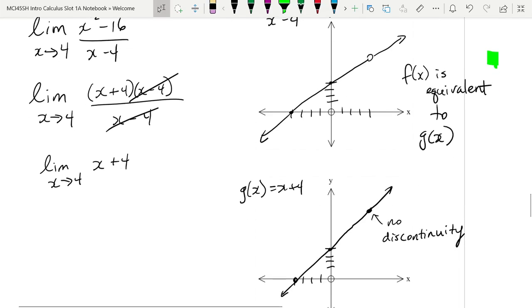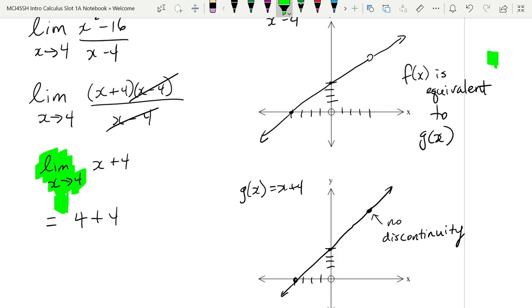So now that I have an equivalent limit where I know it exists, I can just plug in the 4. And again, please notice that at this step, when I've decided, aha, I'm not going to get a divide by 0 anymore, and I'm going to plug that in, I no longer write the limit in the next step. I don't have to, okay? So that takes us to the answer, which is 8.